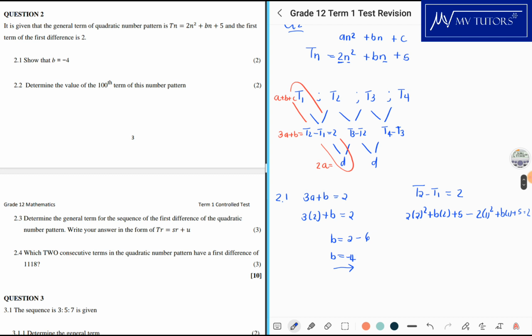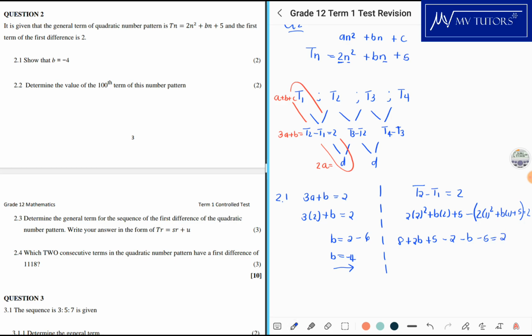Alright, so anyway, 2 squared is 4, and 4 times 2, that would give me 8. So I have 8 plus 2b plus 5 minus 2 plus b. Ooh, actually, let me do this. Put brackets. Very, very important, or else things go wrong. So, minus 2 minus b minus 5, and that's equal to 2.